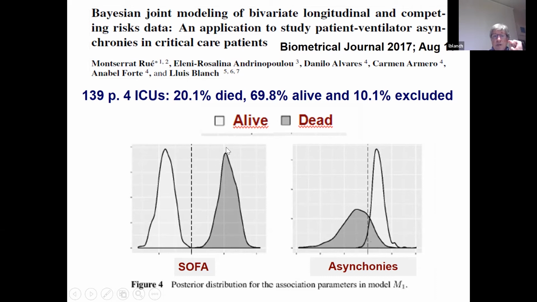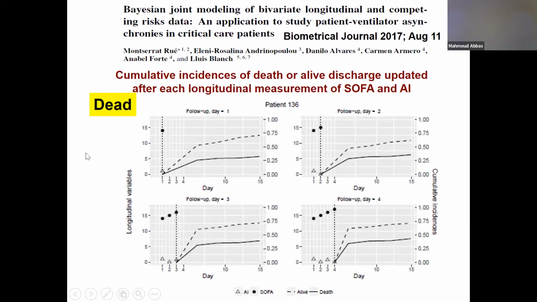Clearly, SOFA was associated, in that case, with a poor outcome. Let me show you an example here. This is a patient who died: day 1, day 2, day 3, day 4. The triangles are the asynchronies, and this is, in that case, SOFA. This patient is alive, and this patient is dead.